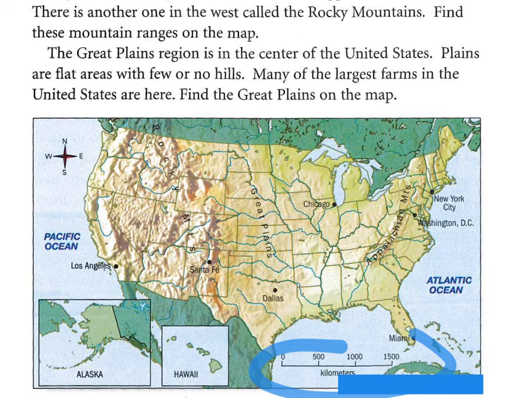The Great Plains region is in the center of the United States. Plains are flat areas with few or no hills. Many of the largest farms in the United States are here. Find the Great Plains on the map. Do you have the Great Plains here? Great Plains. It's a very large farmland in the United States.